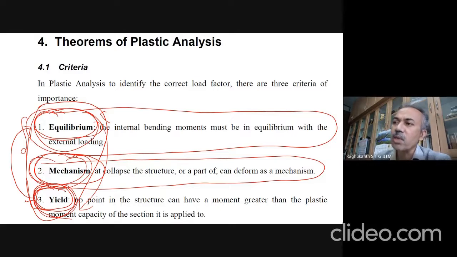Apart from this method, we also have two simple manual methods. One is the static method, and then the kinematic method, which I showed you in the last class. These two methods basically depend on three criteria: equilibrium, mechanism, and yield. Static method means equilibrium and yield, and the virtual work method means mechanism and yield. So some of these conditions will be met.